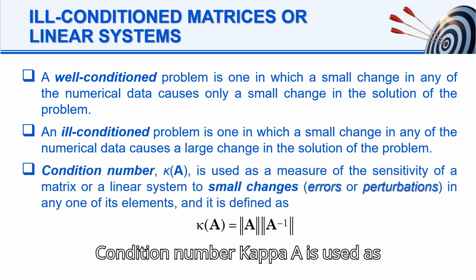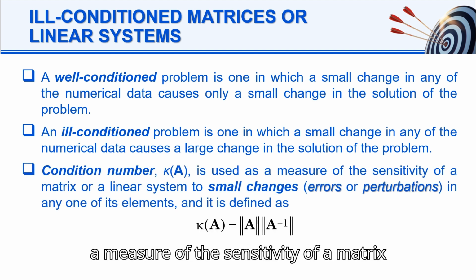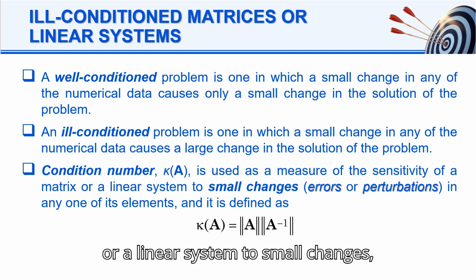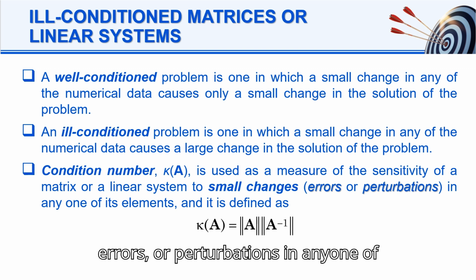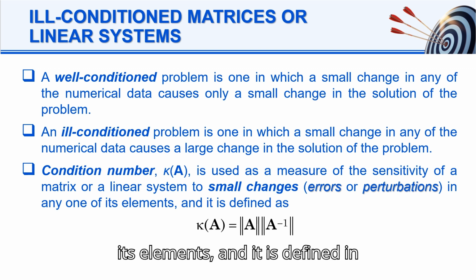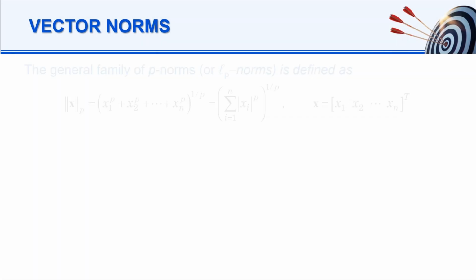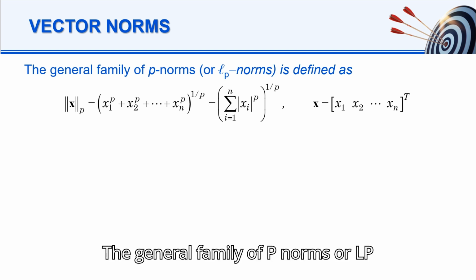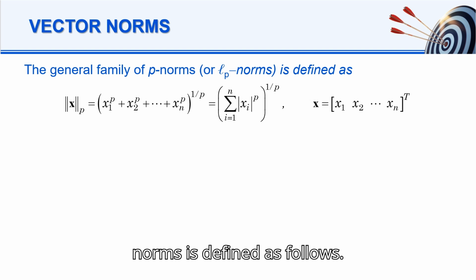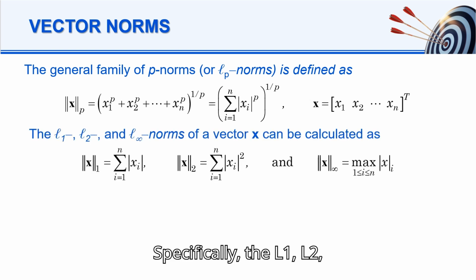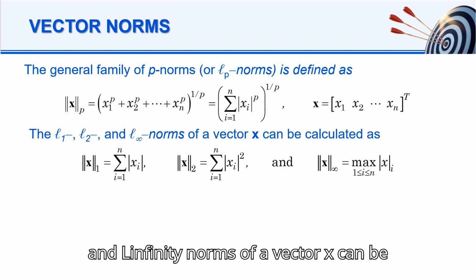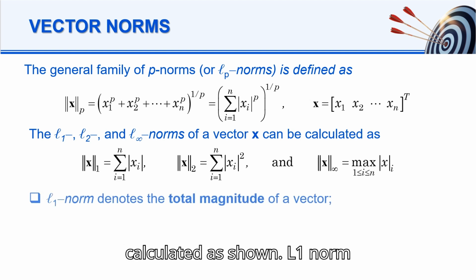Condition number, kappa A, is used as a measure of the sensitivity of a matrix or a linear system to small changes, errors, or perturbations in any one of its elements, and it is defined in terms of norms as follows. The general family of p-norms, or LP norms, is defined as follows. Specifically, the L1, L2, and L-infinity norms of a vector x can be calculated as shown.